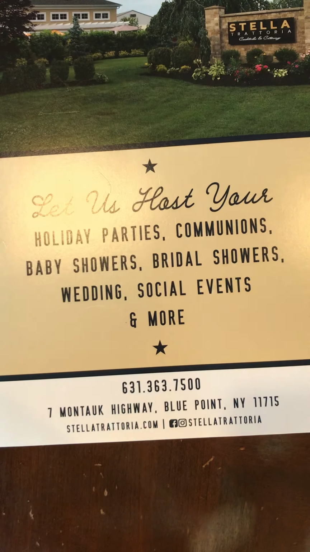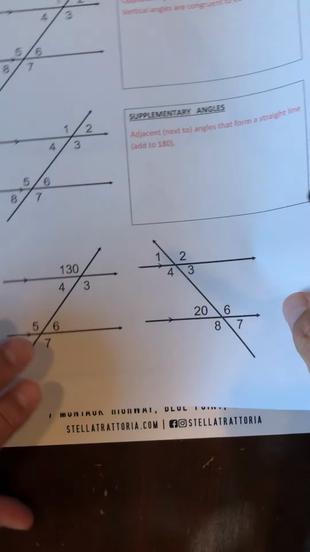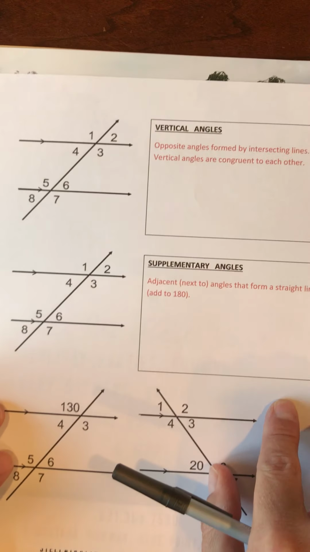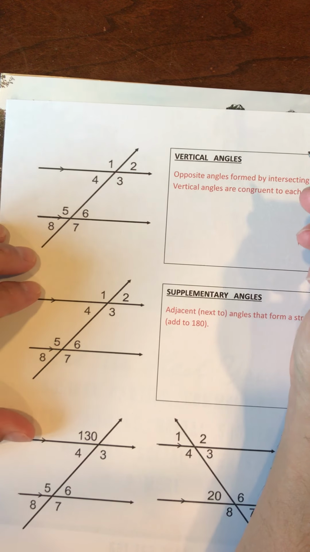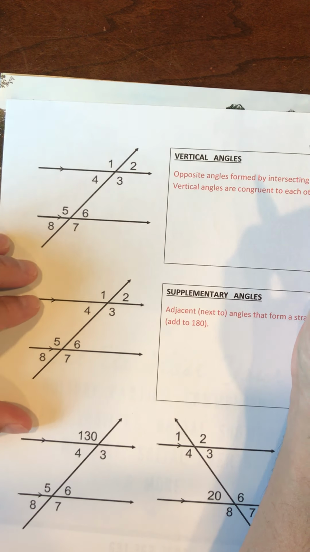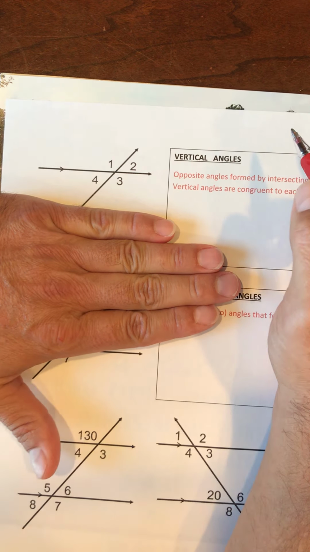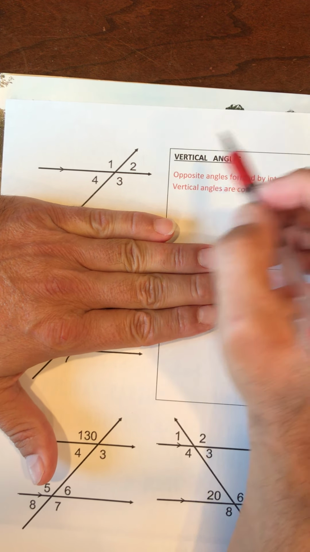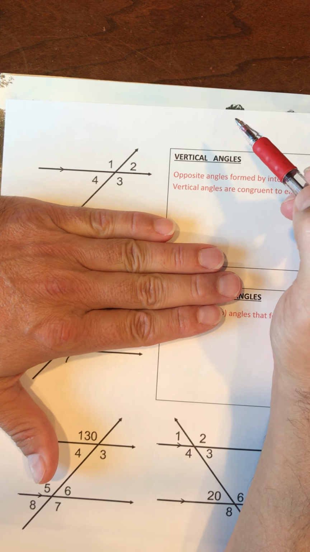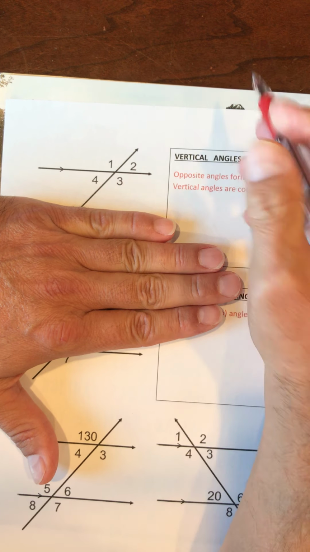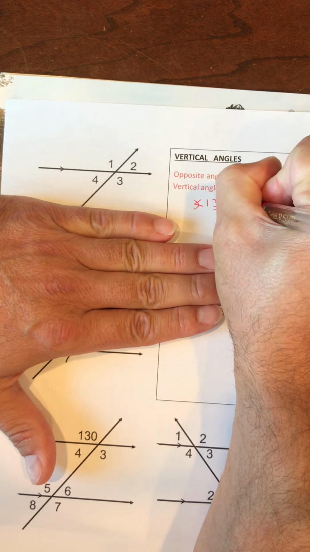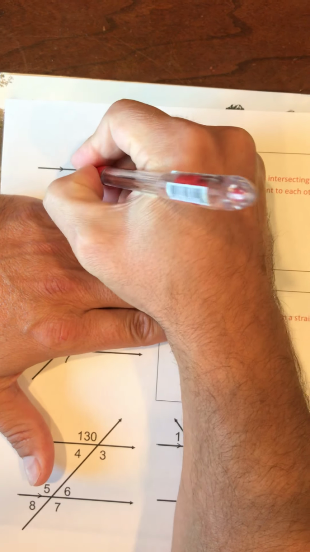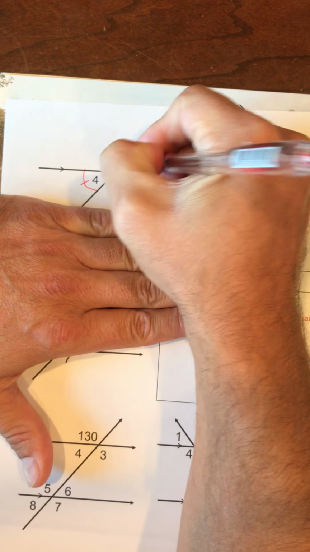The last two relationships are vertical angles and supplementary angles. I'm not going to label them all. You're going to see them. You're going to remember these. If I cover up this part, this parallel line, you can see I've got vertical angles here. So angle 1 would be congruent to 3. They're vertical. And then angle 2 would be congruent to angle 4.